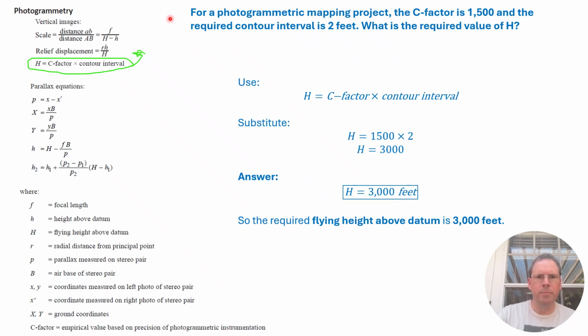Okay, the next example, for a photogrammetric mapping project, the C factor is 1500 and the required contour interval is 2 feet. What is the required value of H? Once again, H is flying height above datum. So right there, we're going to use this third equation here. I went ahead and wrote it out for us here. So we can just go ahead and put the terms in this one. H is equal to 1500 times 2. You get 3,000 feet. So the required flying height above datum is 3,000 feet.